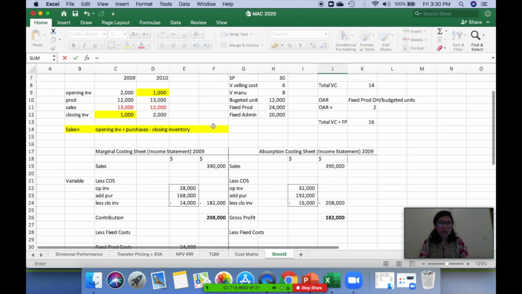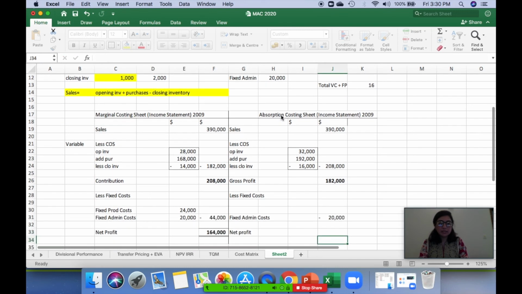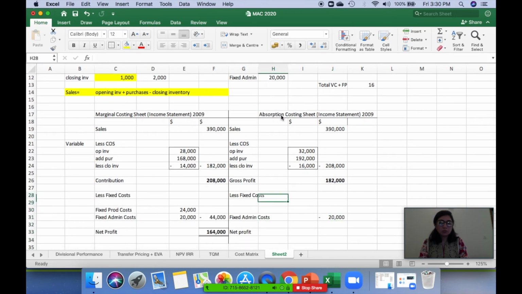And then reducing admin costs. Admin costs will always be taken below the gross profit and the contribution line because these are not part of production. Cost of sales are only production costs. So marginal versus absorption will only segregate the variable production overheads from fixed production overheads. But any other fixed costs such as selling, admin, marketing and finance cost will always be shown below the gross profit line, right?